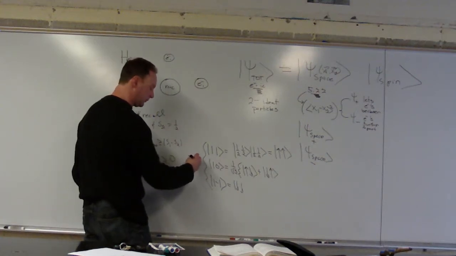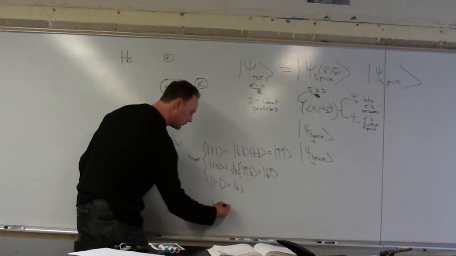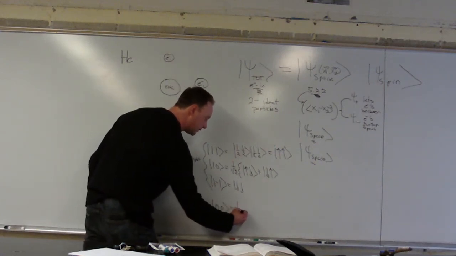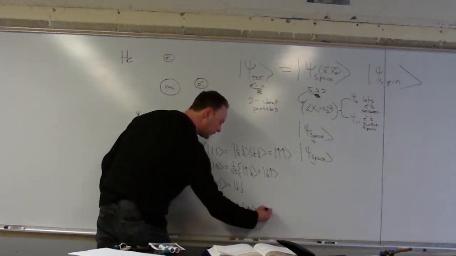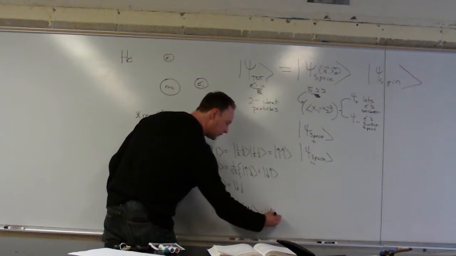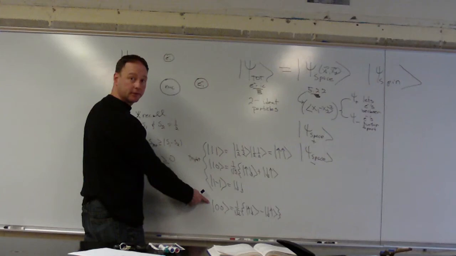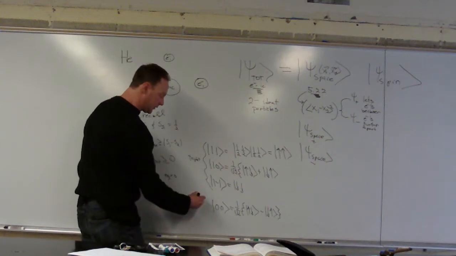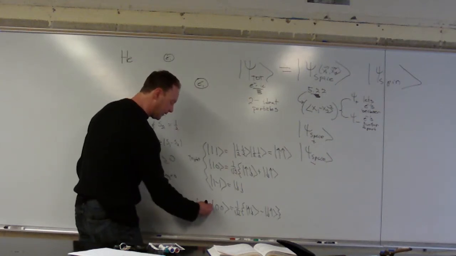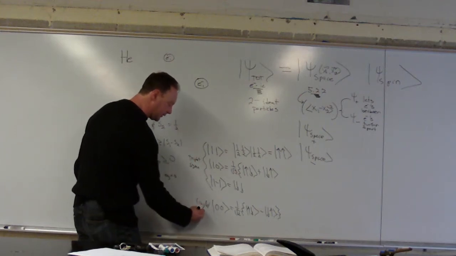This is called the triplet. Then we also had the singlet, the 0, 0, which equals 1 over radical 2, up, down, minus down, up. You can see that this clearly is the negative. When you exchange the electrons, this gives you the opposite. So this is the singlet. The triplet is symmetric. The singlet is antisymmetric.